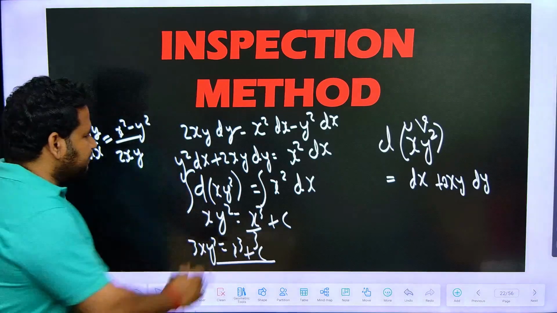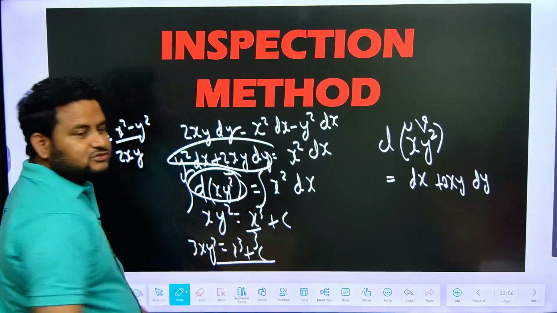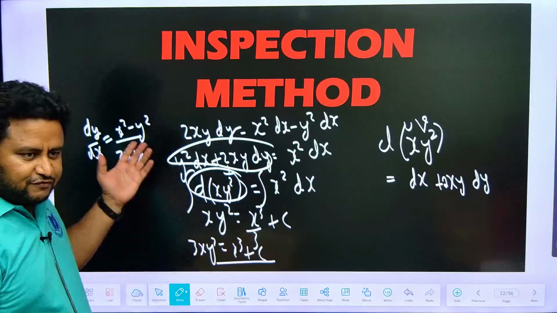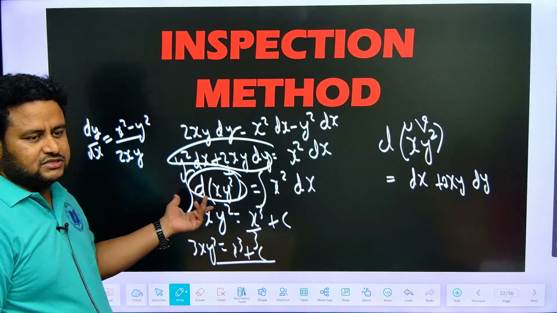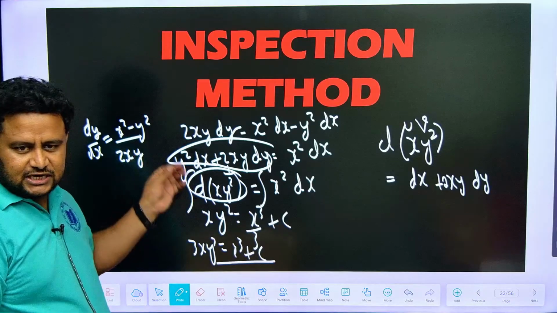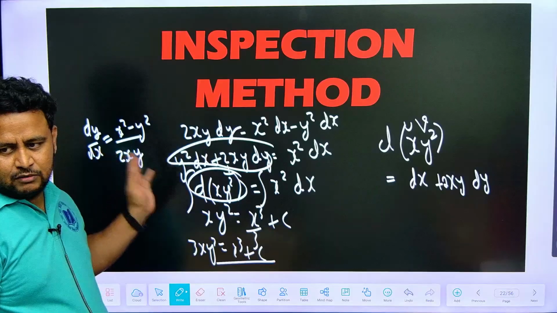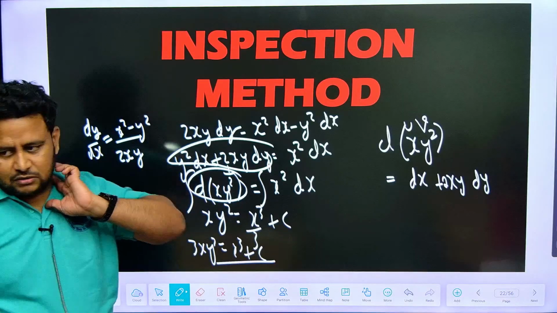What I got from this step to this one is called the inspection method. For that we have various formulas. You may be wondering how we got this. For that you have to learn certain formulas, and using those only you can solve by the inspection method. Now make a list of the formulas that you should remember.